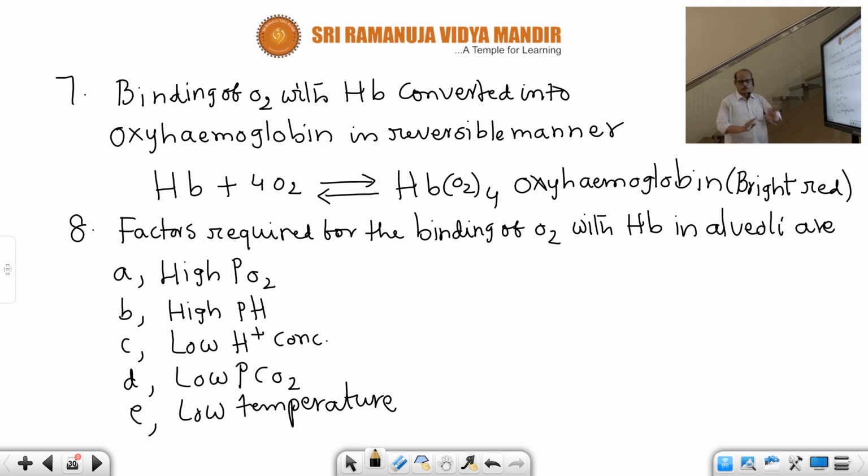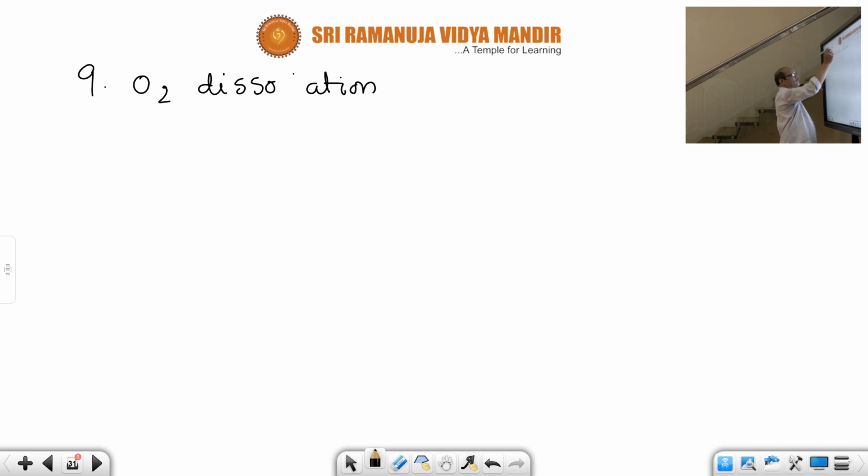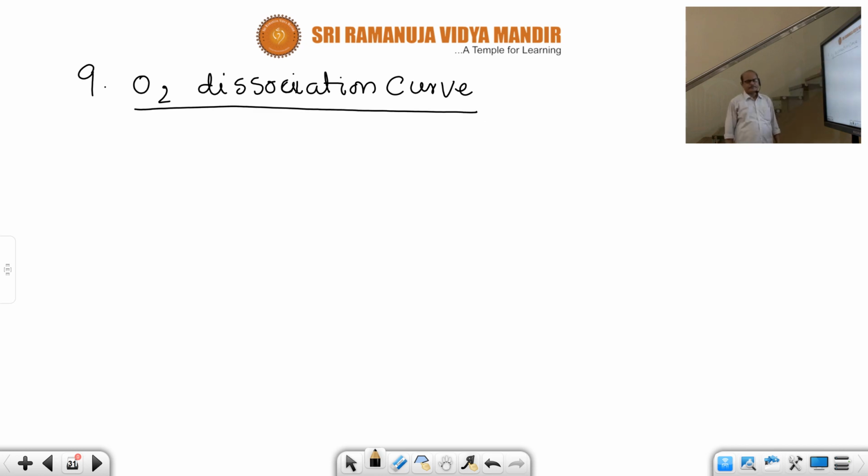O2 binds with hemoglobin, it is okay, but it should be transported to tissues. How it occurs, let us see in the next page. O2 must be dissociated. For that purpose, the O2 dissociation curve. Graphical representation is there.